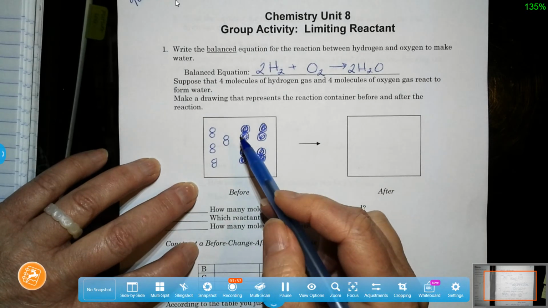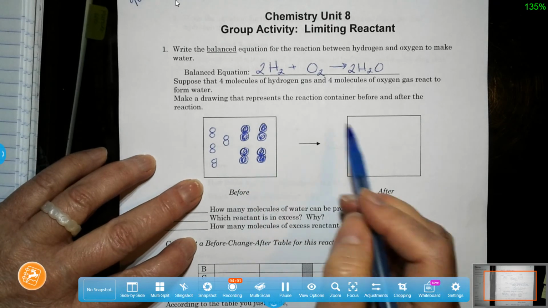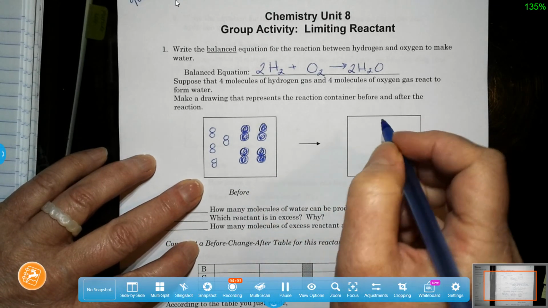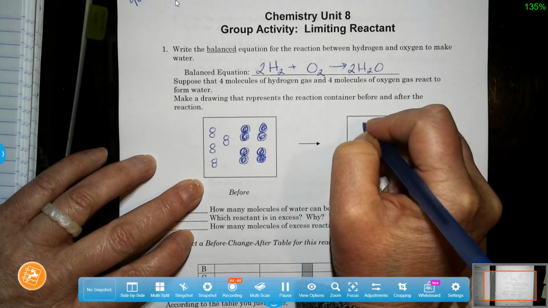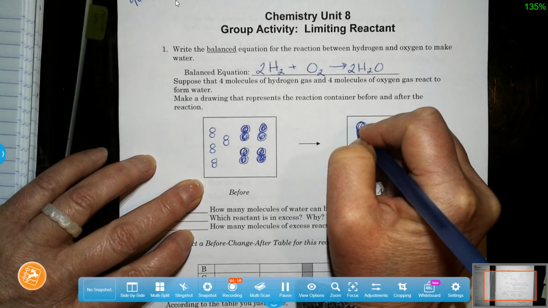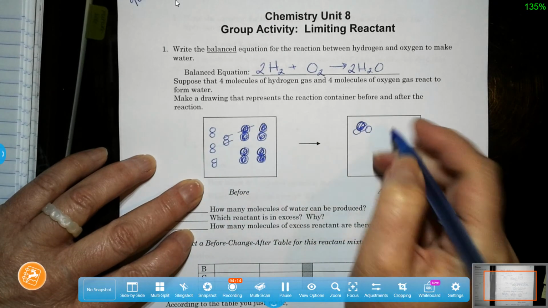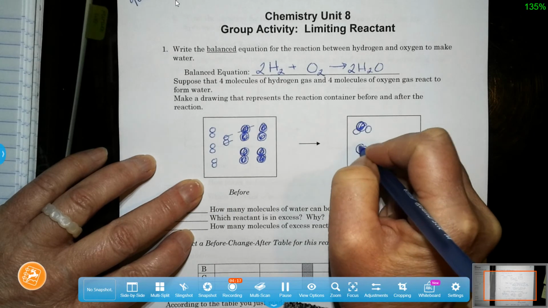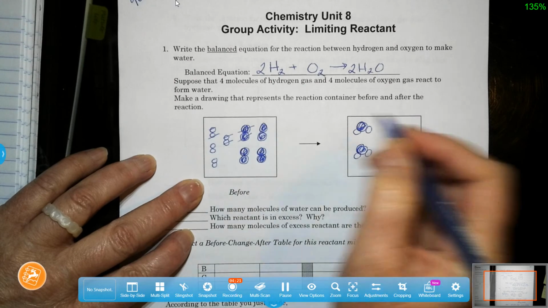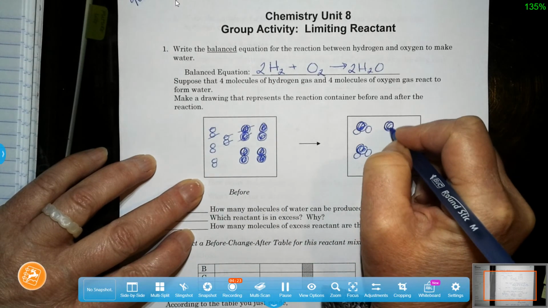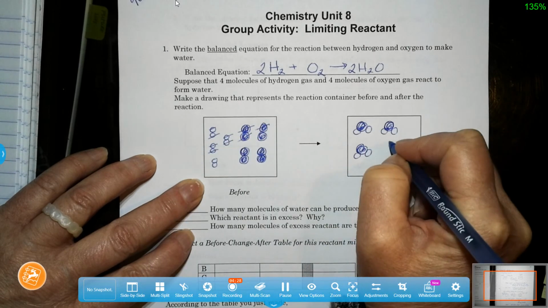And this is the before picture before it becomes water, and now it's going to become water. So we're going to use our starting material to make our water. Water is 1 oxygen and 2 hydrogens, right? So we use 1 of these and 2 of those. Okay, we're going to do another one. So I use 1 of those and 2 of these. Use 1 of those, 2 of these.